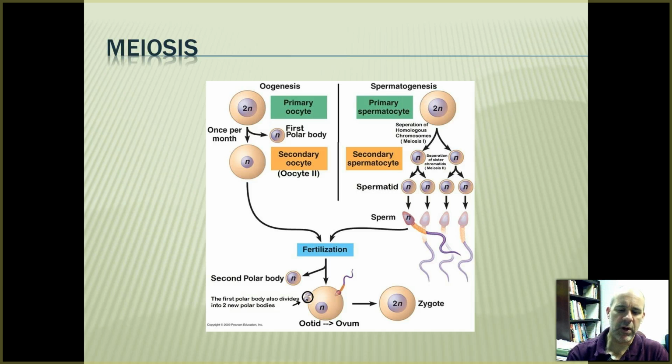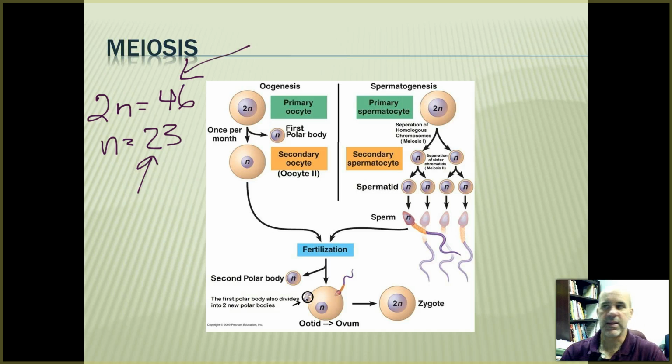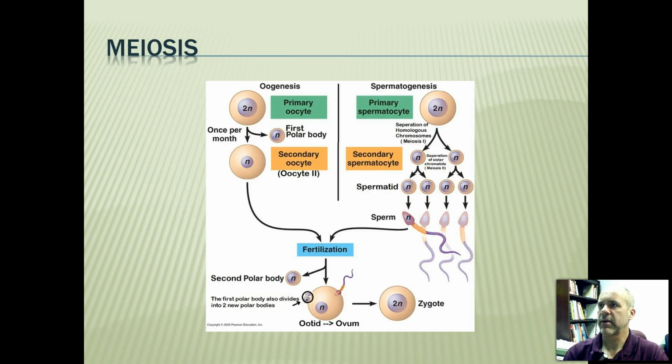So remember, when you're looking at these diagrams, 2n for humans is 46, and that means you've got two copies of each chromosome. And n refers to 23. Another term for that is haploid. For 2n, another term is diploid. All right, and so if we review over on the oogenesis side of things, let me get on my diagram there.